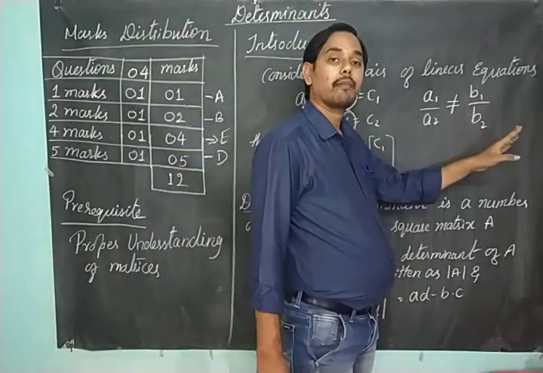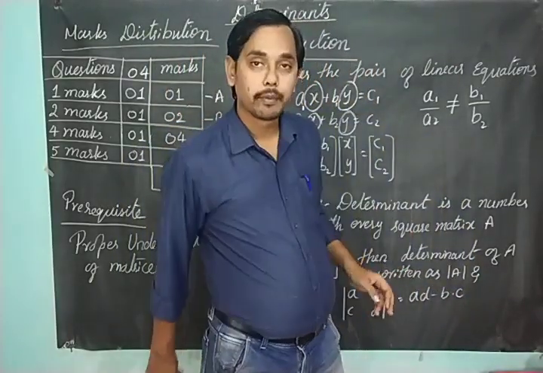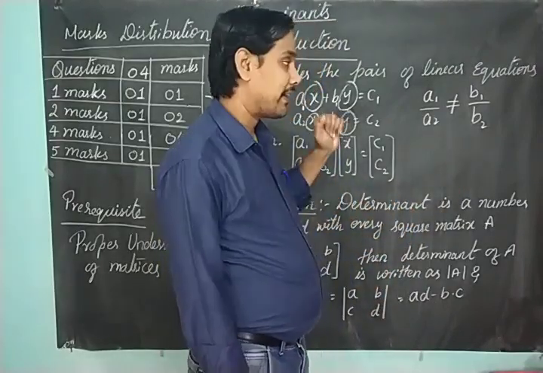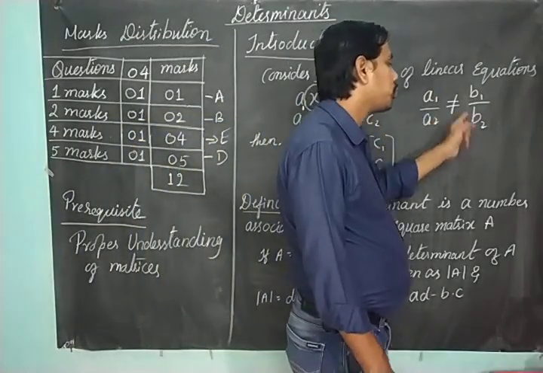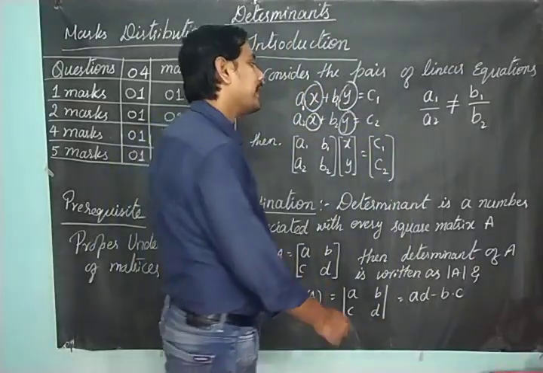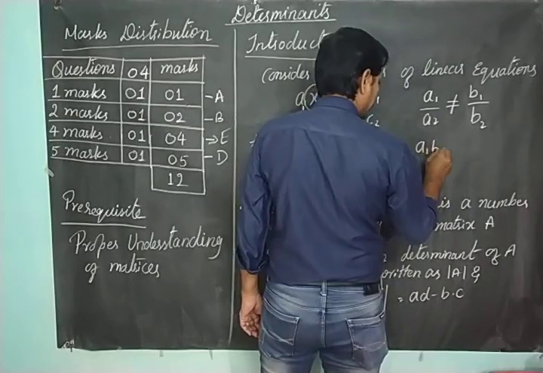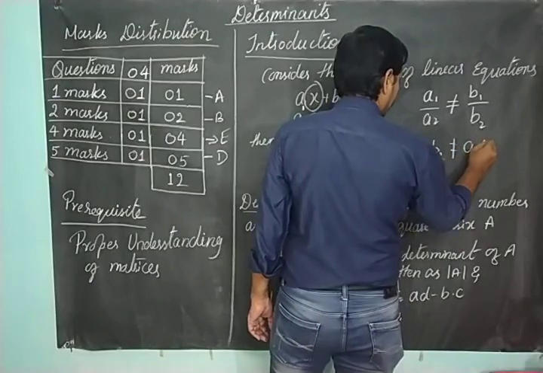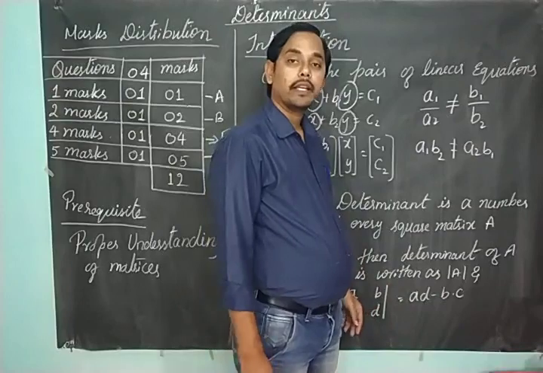If a1 by a2 is equal to b1 by b2, then there may exist multiple solutions, or it may be a condition where we may not be able to judge the pattern, right? So if we need a unique solution, then a1 by a2 should not be equal to b1 by b2. Or I can write, if I cross multiply, a1 b2 is not equal to a2 b1.